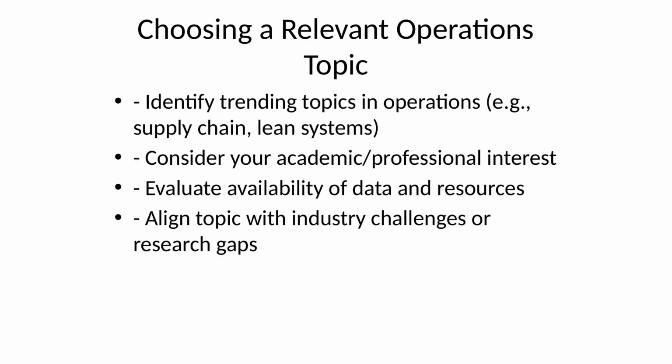When starting your operations management dissertation, the first crucial step is choosing a relevant topic. Begin by exploring trending areas such as supply chain management, lean operations, or the impact of emerging technologies. Your choice should reflect both your personal interest and the academic or industry relevance of the topic. It's important to assess the availability of data, literature, and case studies for research support. Additionally, a strong topic often addresses current industry pain points or existing research gaps.